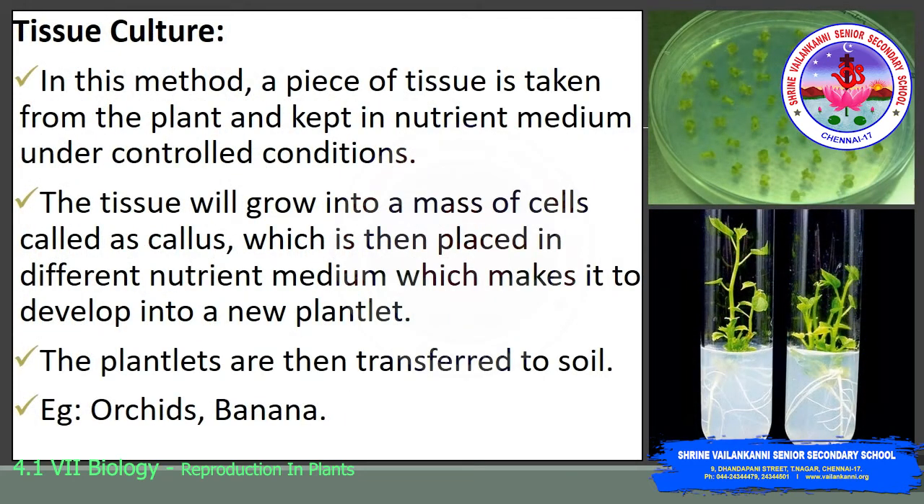And the last artificial method of vegetative propagation is tissue culture. In this method, a piece of tissue is taken from the plant and kept in a nutrient medium under controlled conditions. The tissue will grow into a mass of cells which is called the callus, as you can see in this picture, which is then placed in a different medium which makes it develop into a new plantlet, as you can see in this picture. These plantlets are then transferred to the soil. Examples of plants propagated by tissue culture are orchids, banana, etc.